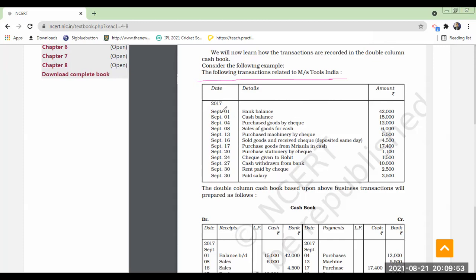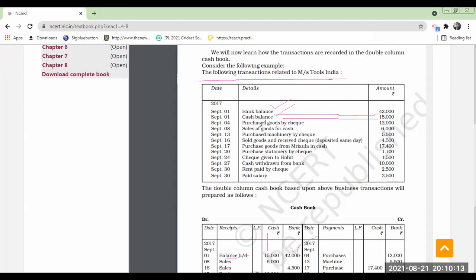So these are the opening transactions. You can see bank balance is also there, cash balance is also there. So directly on September 1st, balance brought down. In cash column, you have to mention the cash balance, that is 15,000. Bank balance, you have to mention in the bank column, 42,000.